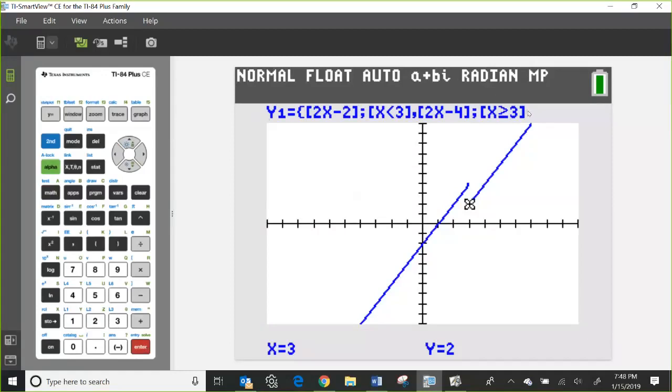If you have a TI-84 Plus Silver Edition, you could put in, notice at the top, in parentheses, not braces or brackets, 2x minus 2, and you're going to say times, parentheses, x less than 3. And then where you see this comma, you're going to put a plus, and then 2x minus 4 times x greater than or equal to 3.